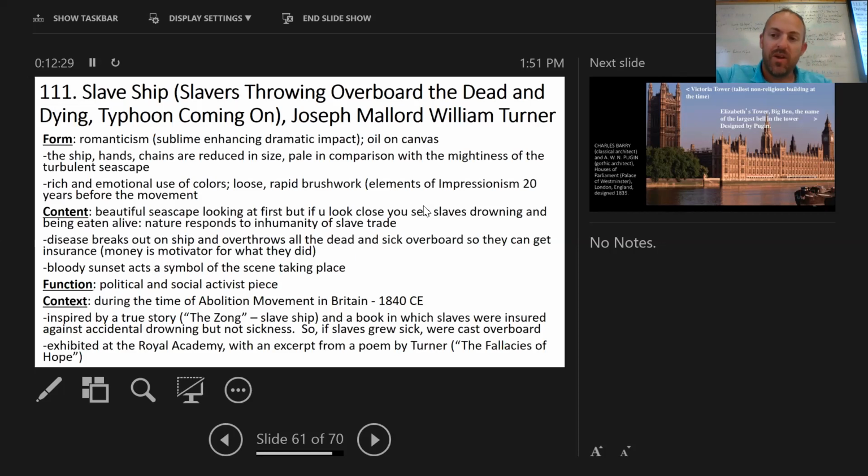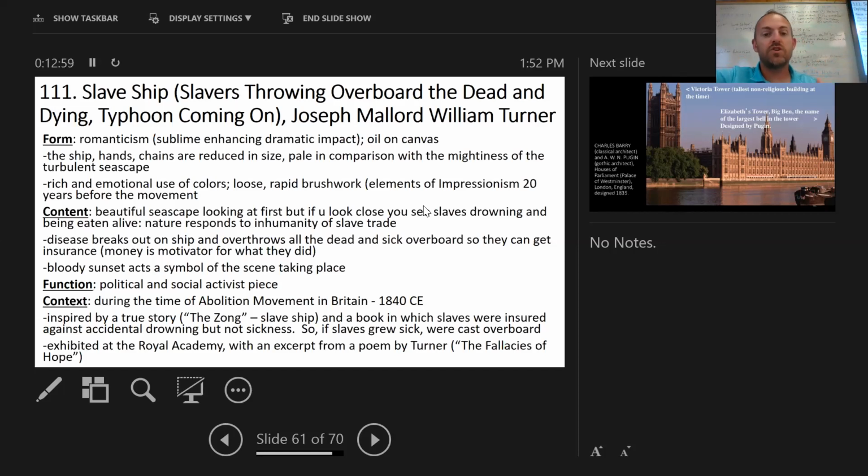Now, this will be an element of the Impressionist movement, which we'll get into next week. A lot of the art that we see here is very typical of Impressionist art, right? There's a lot of elements of that Impressionist art. So this is like 20 years before Impressionism even becomes a thing. Turner's kind of ahead of his time here with this loose, rapid brushwork of the paint. Again, you get that beautiful seascape.